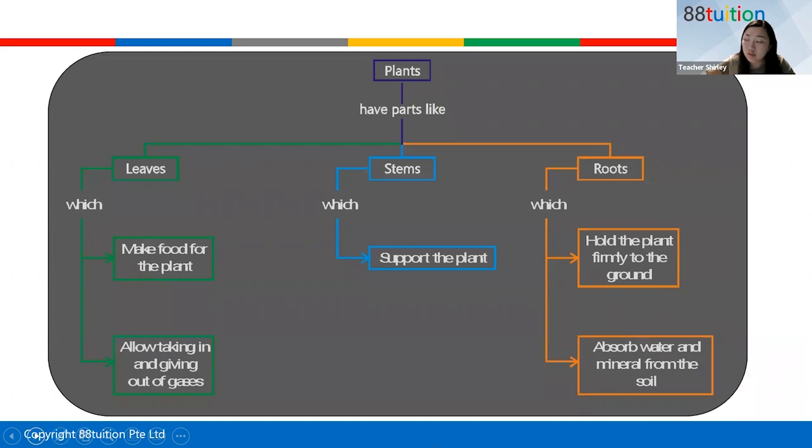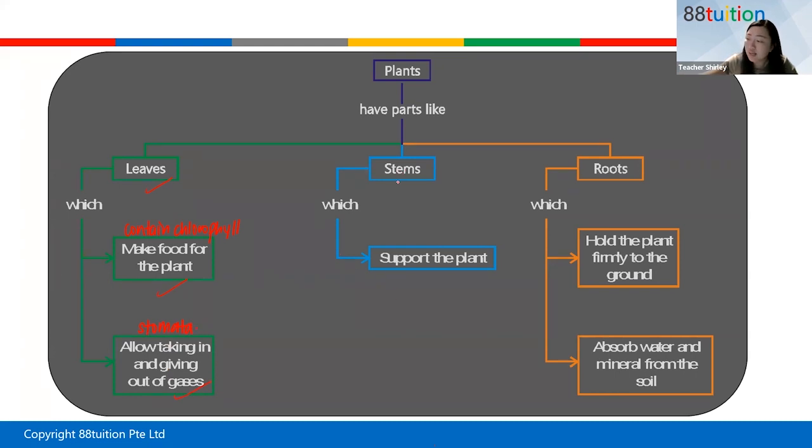Okay, so in general, an overview is the leaves will make food for the plant. Basically that's the place where the plants make food because the leaves contain chlorophyll that can make food for the plant. Then, of course, the leaves also allow the taking in and giving out of gases. Now, that is the role of the stomata that is found on your leaves.